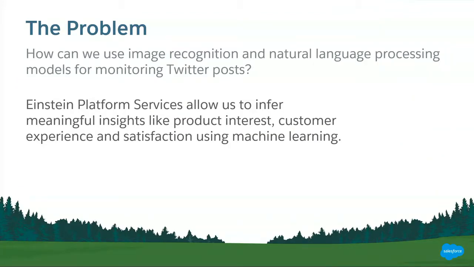So what was the problem I was trying to solve? I wanted to use image recognition and natural language processing models to monitor Twitter posts. And this can be achieved really easily with Einstein Platform Services in real time. What can we use the insights that we get from this information? We can use it for campaigns, for targeted product recommendations. We can also monitor our brand perception and client satisfaction.